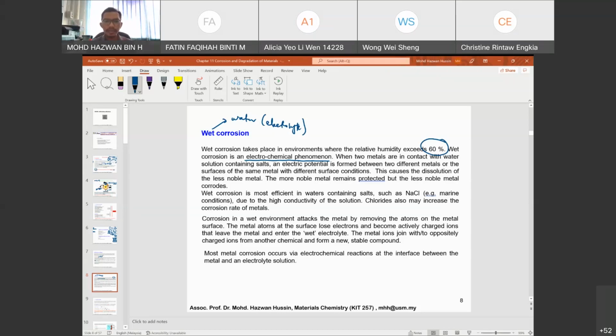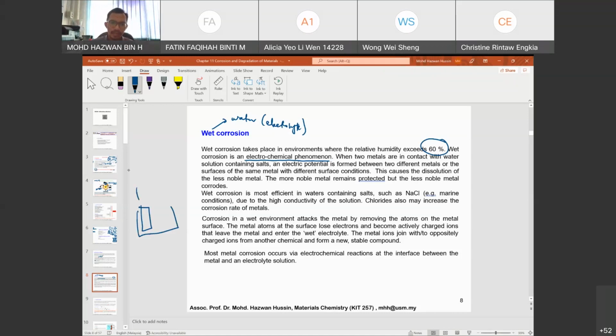So corrosion in a wet environment attacks the metal by removing the atoms on the metal surface. The metal atoms at the surface lose electrons and become positively charged ions that leave the metal and enter the wet electrolyte. The metal ions then join with oppositely charged ions to form another chemical, which is a stable compound. So this is actually very well known. You have a metal in water.